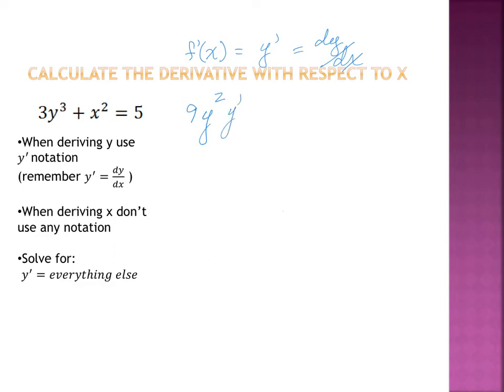Okay, so again, same derivative, 9y squared, but this time because I derived y, I say y prime. Remember that blends the dy over dx, just like in the last slide. And then when I derive x, no notation whatsoever. And then the 5, because it's a constant, doesn't get notation, it's not a variable. There's no change in a constant. And so solving for y prime, I get 9y squared y prime is equal to negative 2x, and y prime is equal to negative 2x over 9y squared.